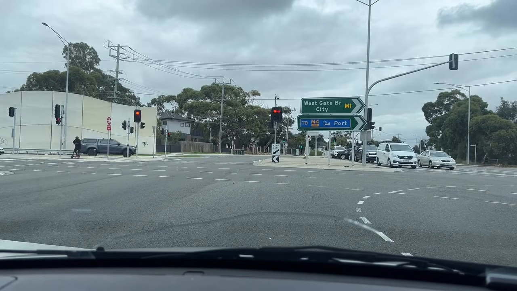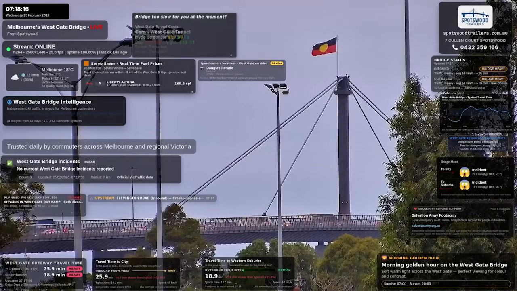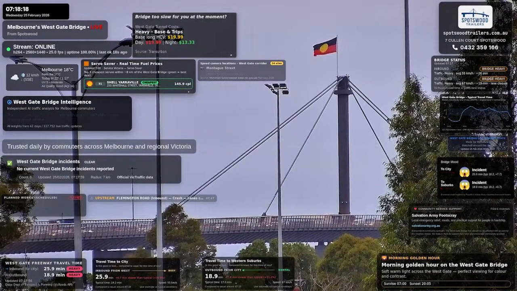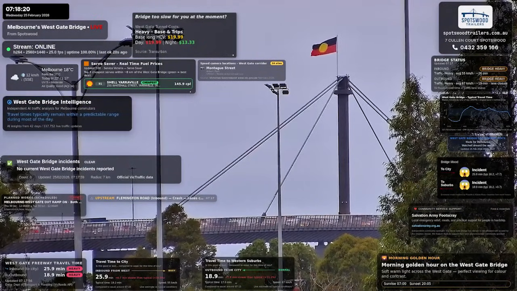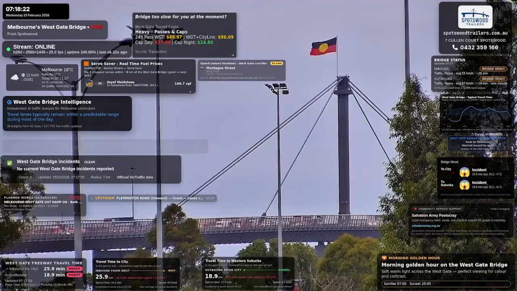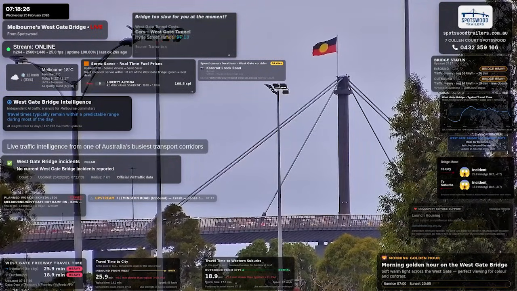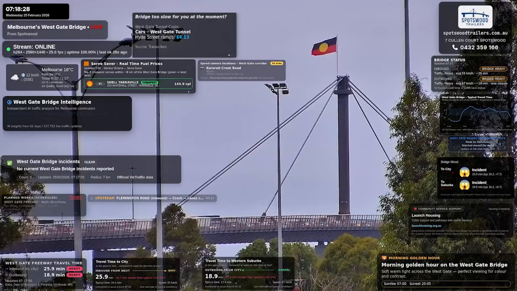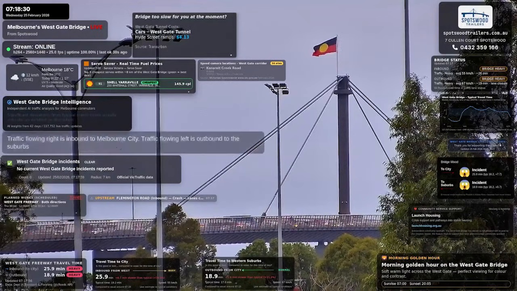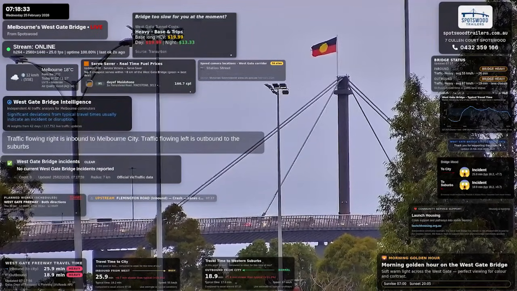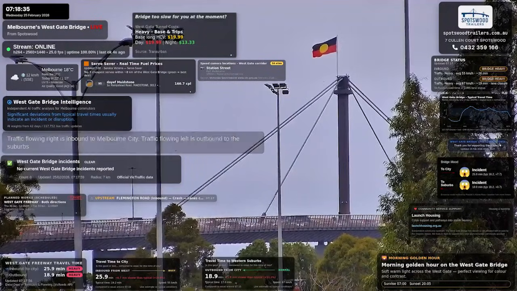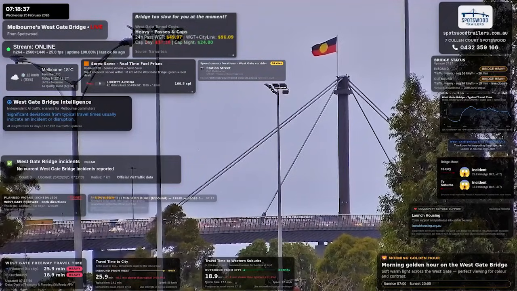Underneath that overlay, we've got the Westgate Bridge live stream statistics. Those statistics are from the YouTube channel, and the stats show the total number of users, how many views the stream has gotten, and a whole lot of other statistics based on people watching the stream.